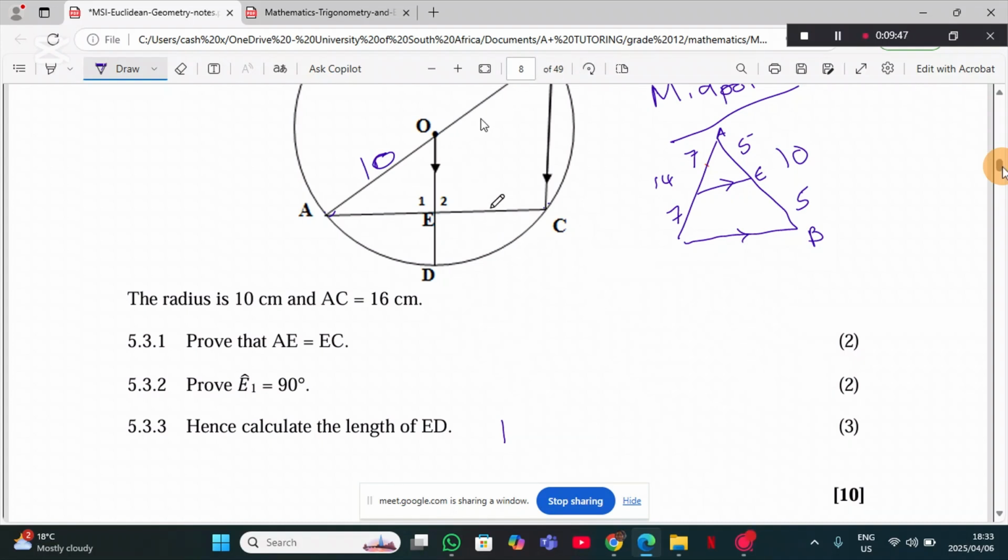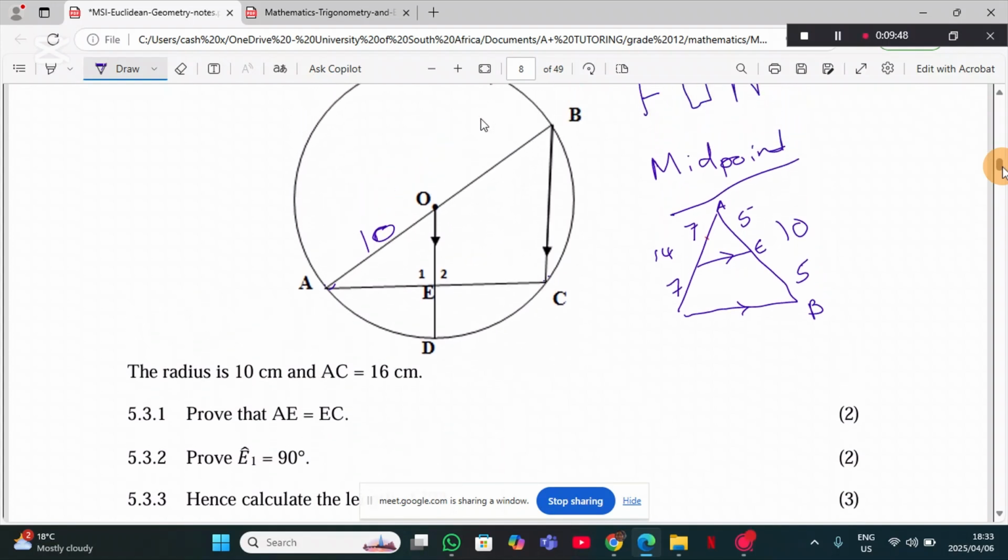It's also a radius, meaning it will be what? 10. A 10. Then OD also will be a radius, right? Yeah, OD is a radius.